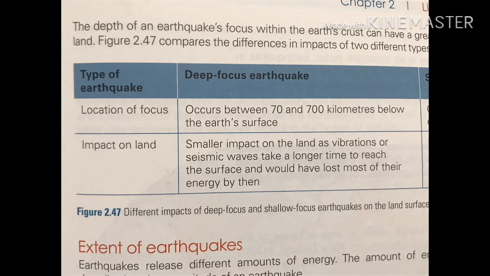When we talk about earthquakes, there are two main types that we can focus on: deep focus earthquakes and shallow focus earthquakes. Deep focus earthquakes are the ones where the focus is between 70 and 700 kilometers below the Earth's surface. Because of the distance, the impact on the surface, in terms of damage and destruction, is going to be lesser.